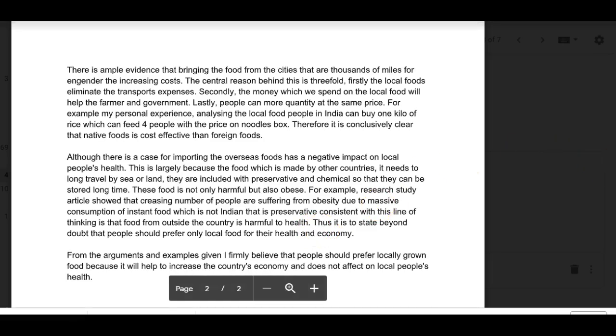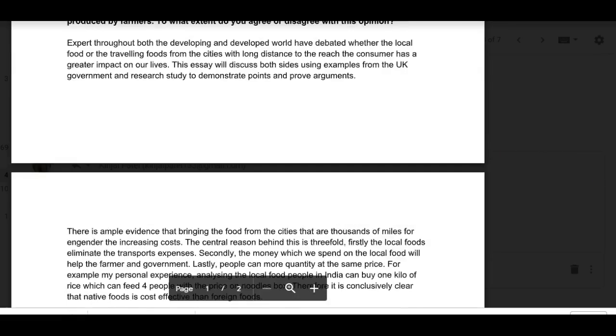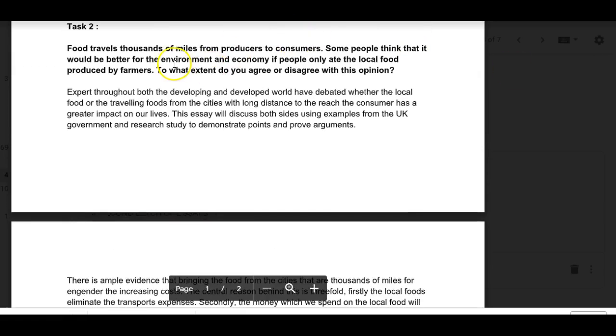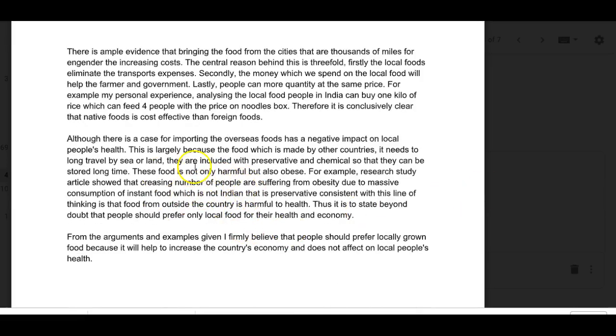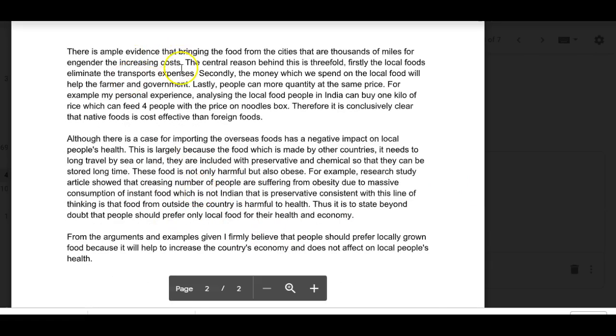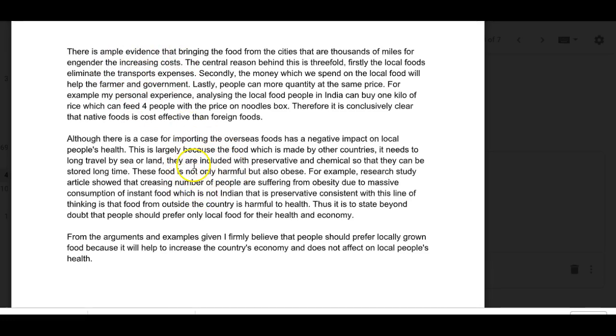Okay, but we didn't ask you about health. We asked you about the environment. Okay, so this whole paragraph is off topic, Kinjal. You needed to talk about how the environment is affected. So here you talked about economy, and that's fine. But here you need to talk about how this transport of foods affects the environment, not people's health. So this is absolutely off topic, and you're going to see your task achievement score affected as a result.